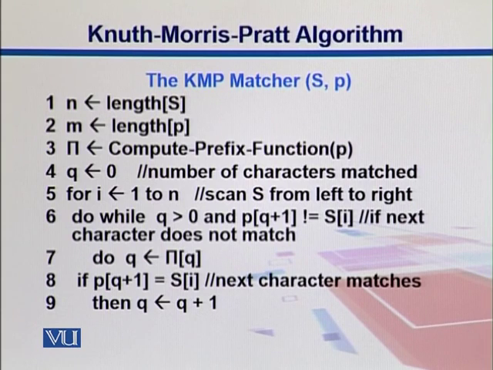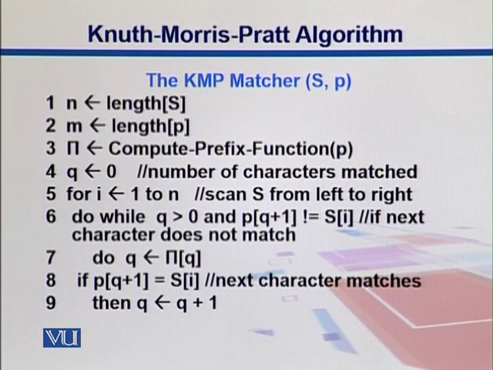And what if we have a mismatch? If p of q plus 1 is not equal to s of i, so if that next character does not match, we will put the value of pi of q at that particular index into q. For example, if q is equal to 1, then whatever value we have at pi of 1, we will put it in q.